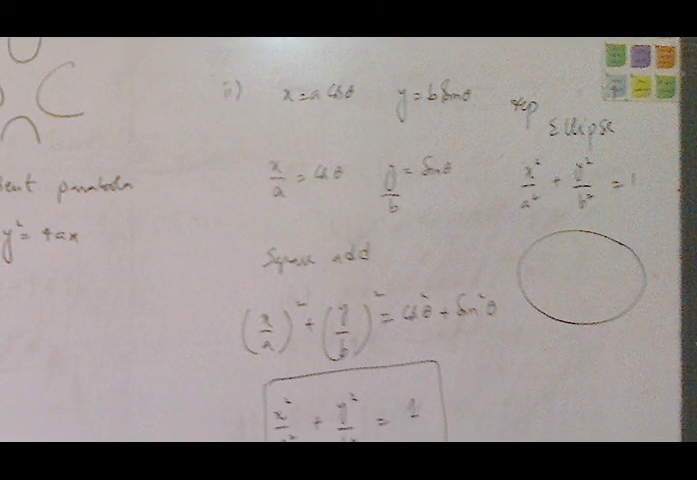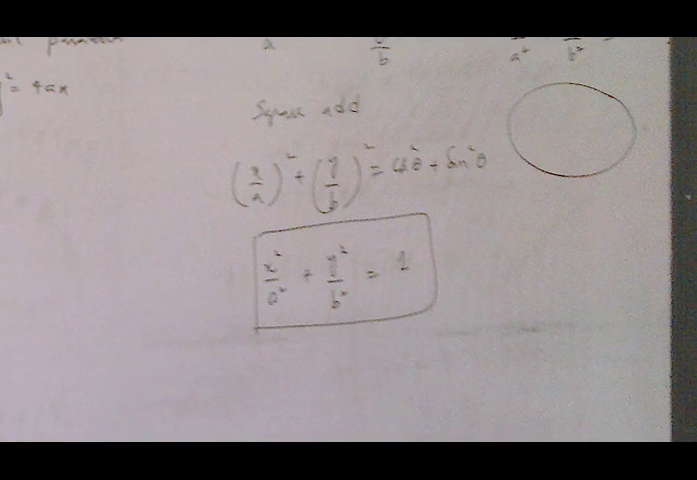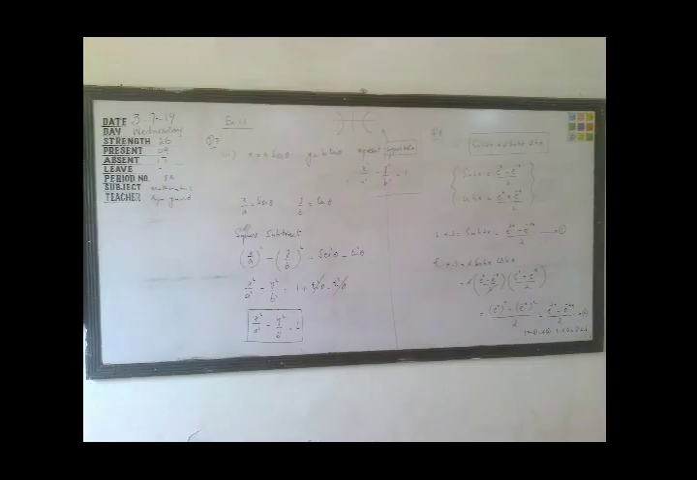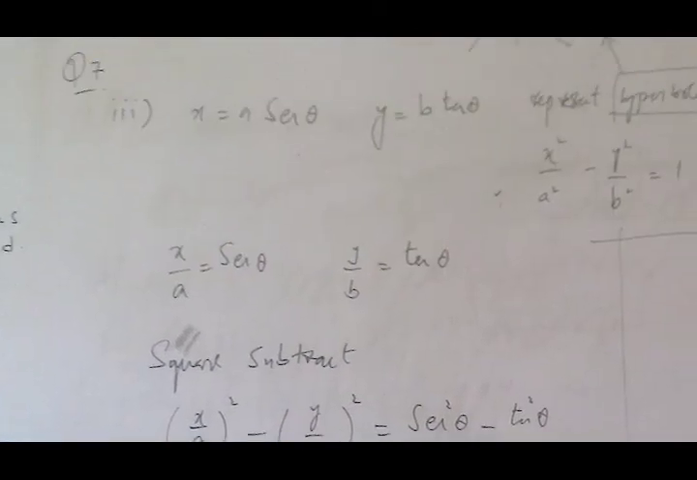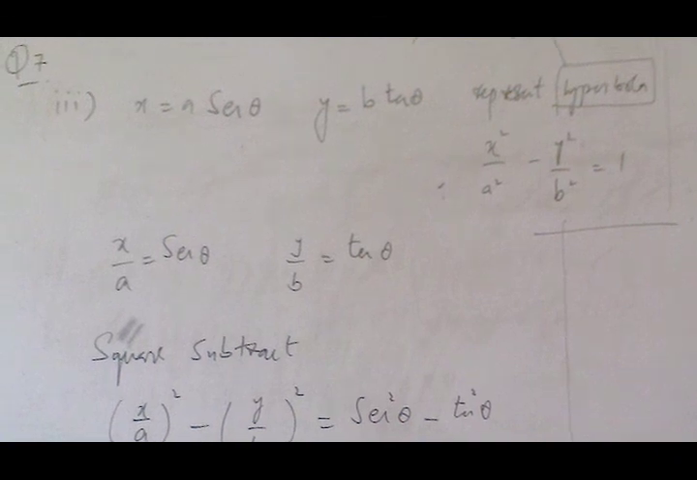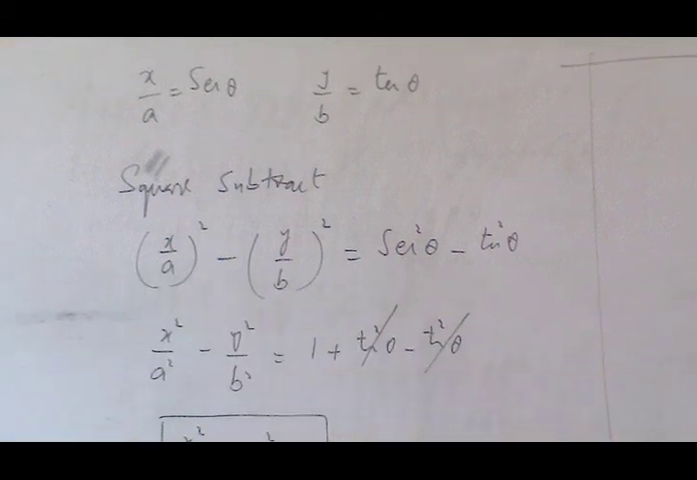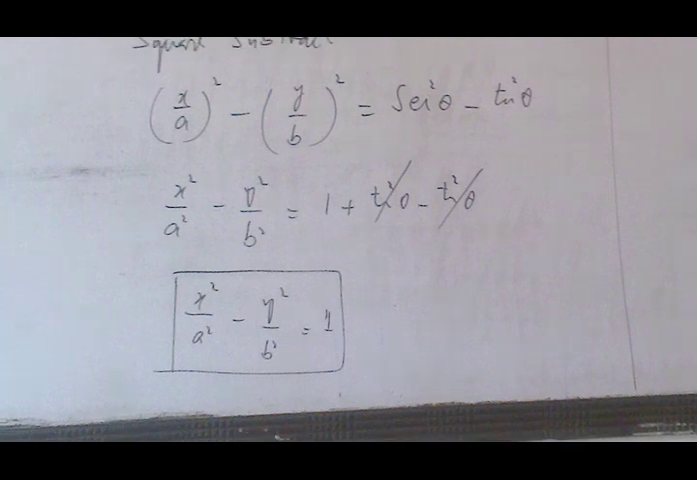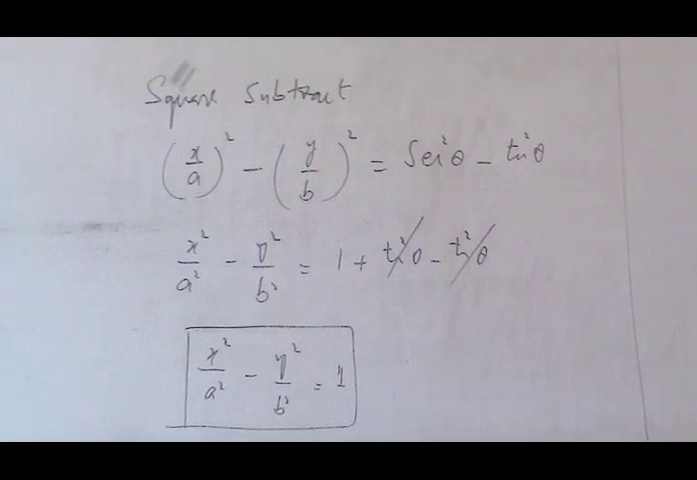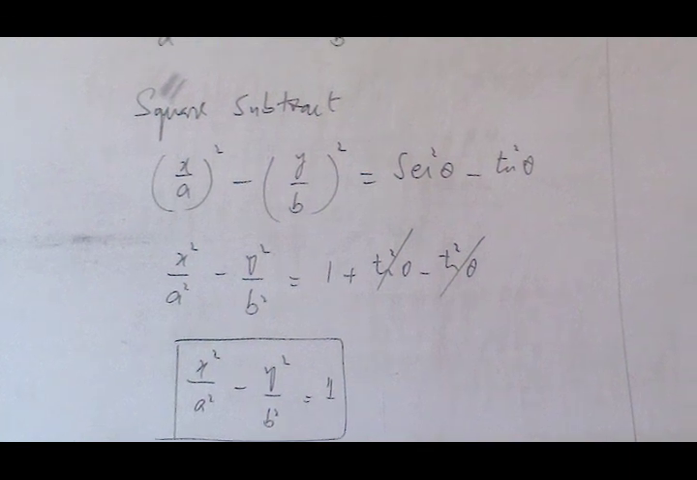Now here we have the parametric equations of an ellipse. From the first we divide by a, from the second we divide by b, and then square and add these values. On the right hand side, cos square plus sin square is equal to 1. Now here we have x is equal to a secant theta, y is equal to b tan theta. We divide by a and b and then we square and subtract, and it becomes the equation of a hyperbola. Secant square is equal to 1 plus tan square.